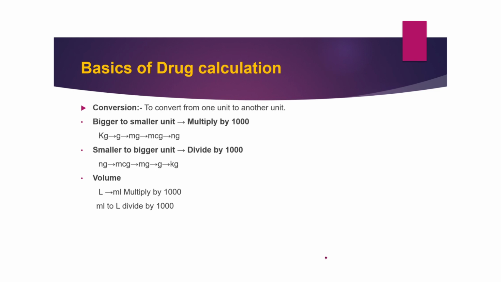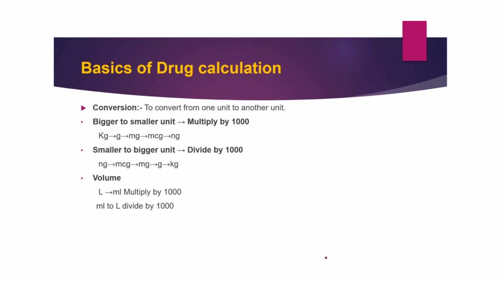So whenever you are converting from bigger to smaller unit, you should always multiply by 1000. And whenever you are converting from smaller to bigger unit, you should always divide by 1000. For example, bigger to smaller unit is kilogram, then gram, milligram, microgram and nanogram. Then smaller to bigger unit is nanogram, then microgram, milligram, gram and kilogram.